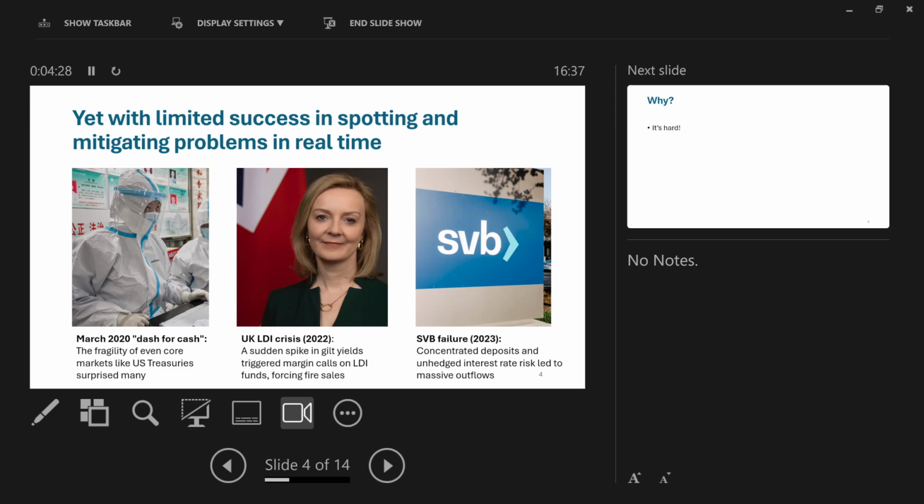So we had the March 2020 Dash for Cash episode, where even core markets like US Treasuries became illiquid. We had the infamous episode in the UK three years ago now, when gilt market liquidity basically dried up and the Bank of England had to intervene. That was a pro-cyclical loop. And then we had the SVB case in the United States. So you're left with a picture that these episodes are becoming more frequent, and we don't seem to be very good at spotting them or dealing with them.